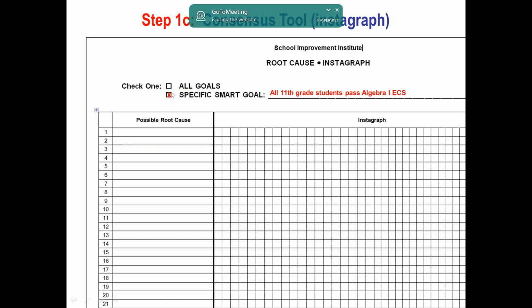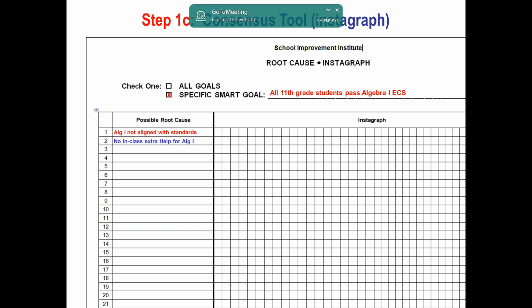This is a specific SMART goal, and it's a SMART goal for all 11th grade students passing Algebra 1. So I'm starting to have the discussion. The first person who talks says they think a root cause is that Algebra 1 is not aligned with standards. Okay, so we write that on.